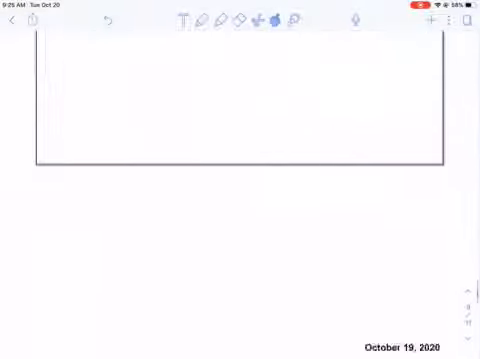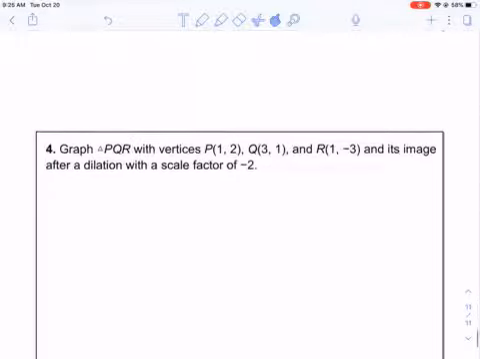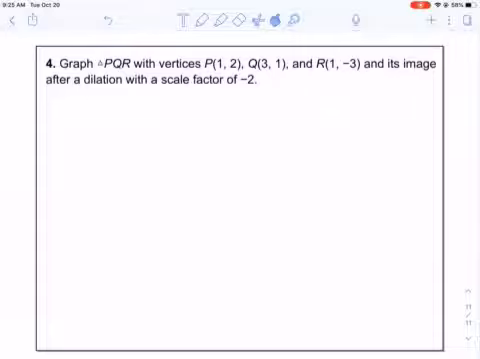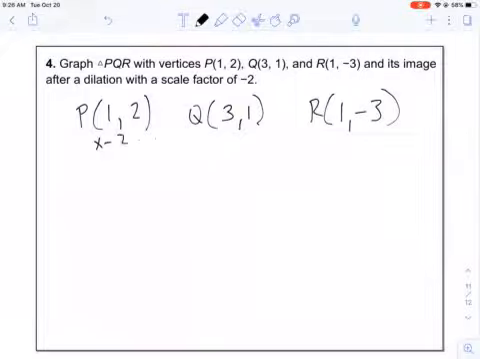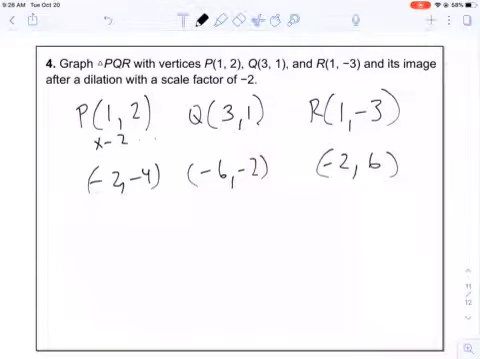And the last one: what if we multiplied by a negative? Let's see. Again, what we're doing is multiplying all of these points by negative 2. So times negative 2, and so on, you get the picture. So (-2, -4), (-6, -2), (-2, 6): P prime, Q prime, R prime.